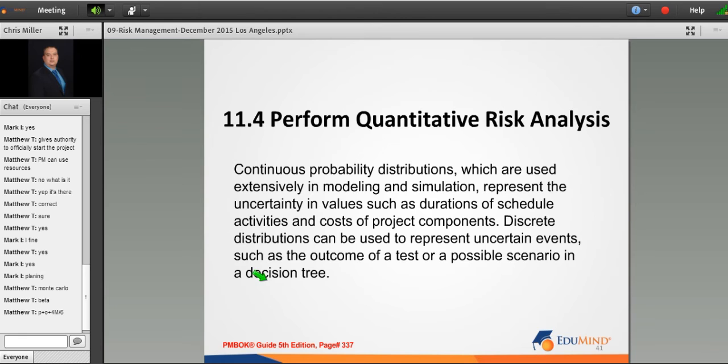Perform quantitative risk analysis. Continuous probability distributions, which are used extensively in modeling and simulation, represent the uncertainty in values such as durations of scheduled activities and costs of project components. Discrete distributions can be used to represent uncertain events, such as the outcome of a test or a possible scenario in a decision tree.